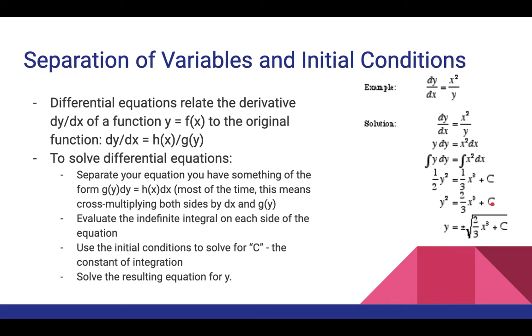So we'll just assume that we've solved for c. We have our value for c now. And then we solve for y, getting y equals plus or minus the square root of 2/3 x cubed plus c. Remember, in the square root case, the plus or minus sign depends on your initial condition. So if y is initially positive, we go with the positive sign, whereas if y is initially negative, we go with the negative sign.